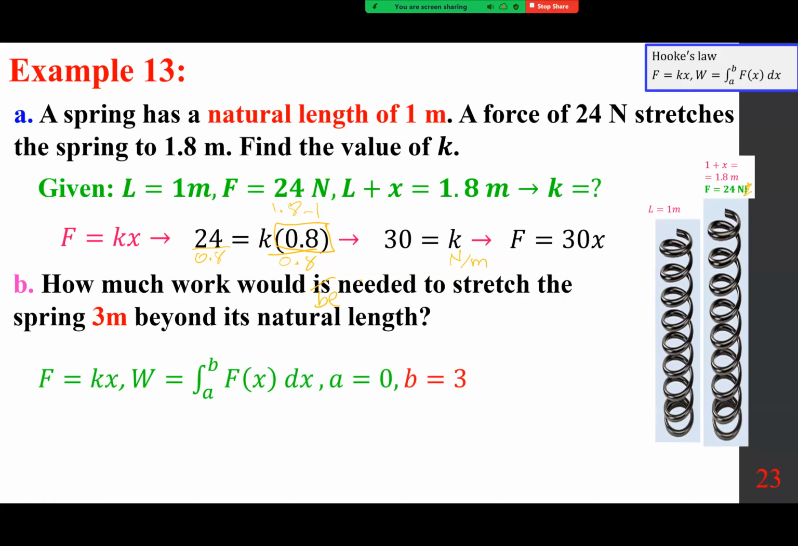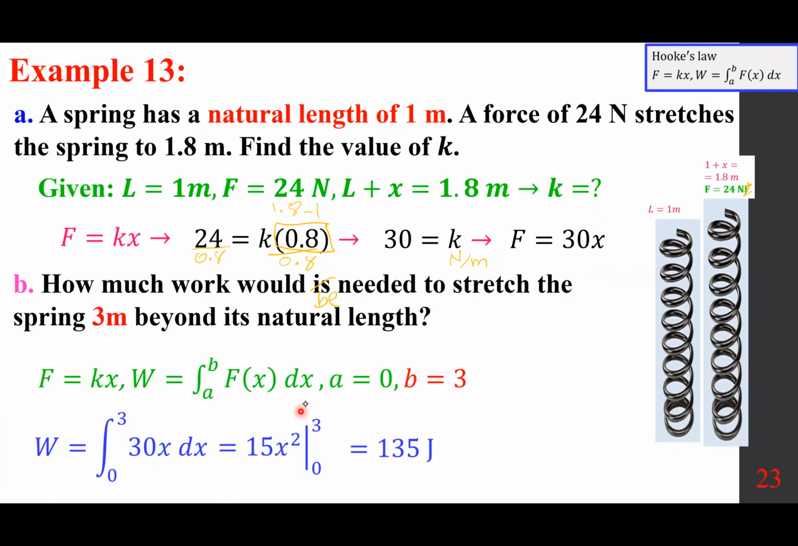All right, so let's plug in. We're going to replace this with 30x. A is 0, B is 3. 30x becomes 15x squared, and if you plug in 3, 9 times 15 is 135, 0 doesn't do anything, 135 joules. So it takes 135 joules of work to stretch the spring 3 meters beyond its natural length.